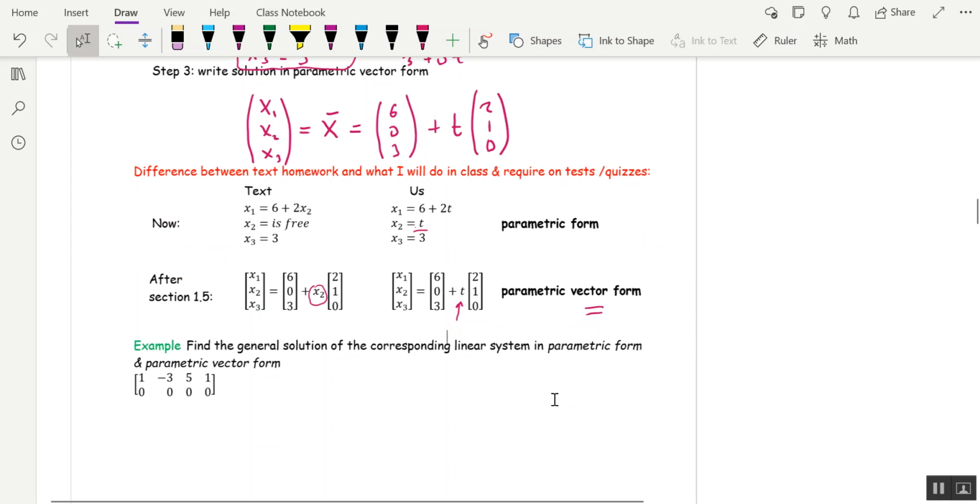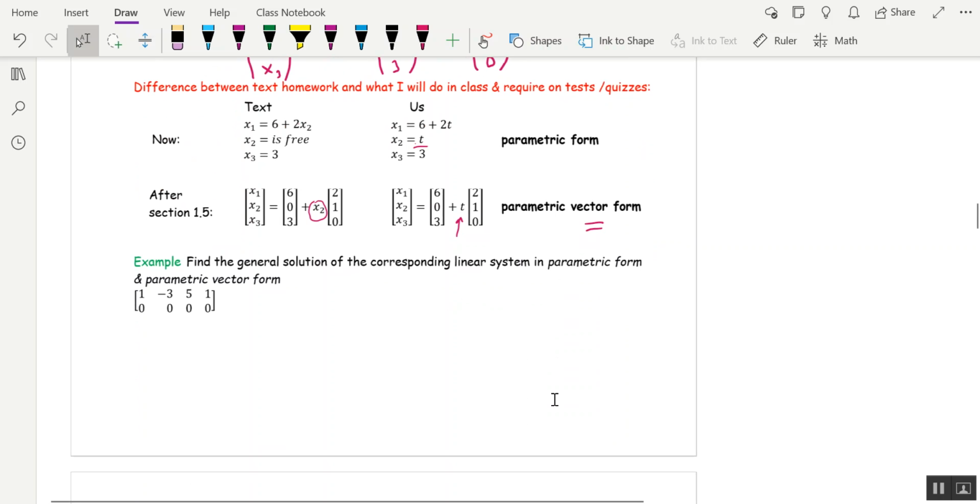All right, so let's do another example. Find the general solution of the linear system corresponding to this augmented matrix. All right, this guy's already in reduced echelon form. So I'm going to start. There's 3 variables, x1, x2, x3. I'm going to start at the bottom.